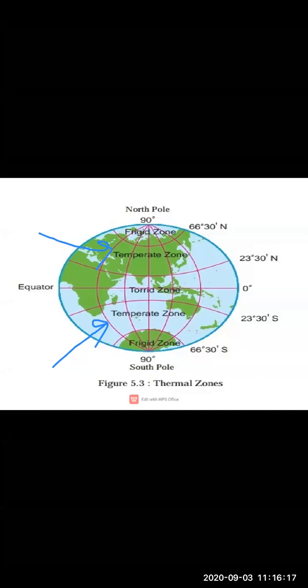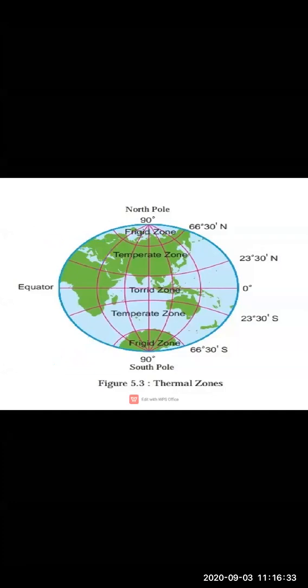So this region is our temperate zone region. It moves from the Tropic of Cancer towards the North Pole and from the Tropic of Capricorn towards the South Pole.